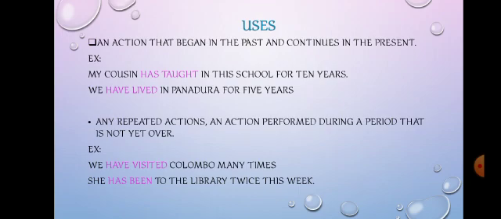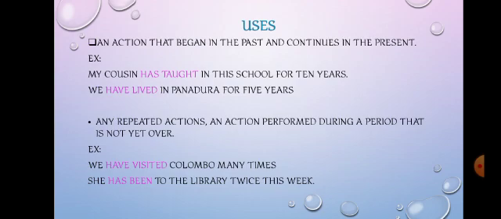So, just imagine an action that started in the past. Your cousin teaching in that school started before 10 years, maybe in 2011. Now it's 2021. So that action started in the past, but up to the present, up to today, it's still continuing. She's still teaching in the same school up to today, right?